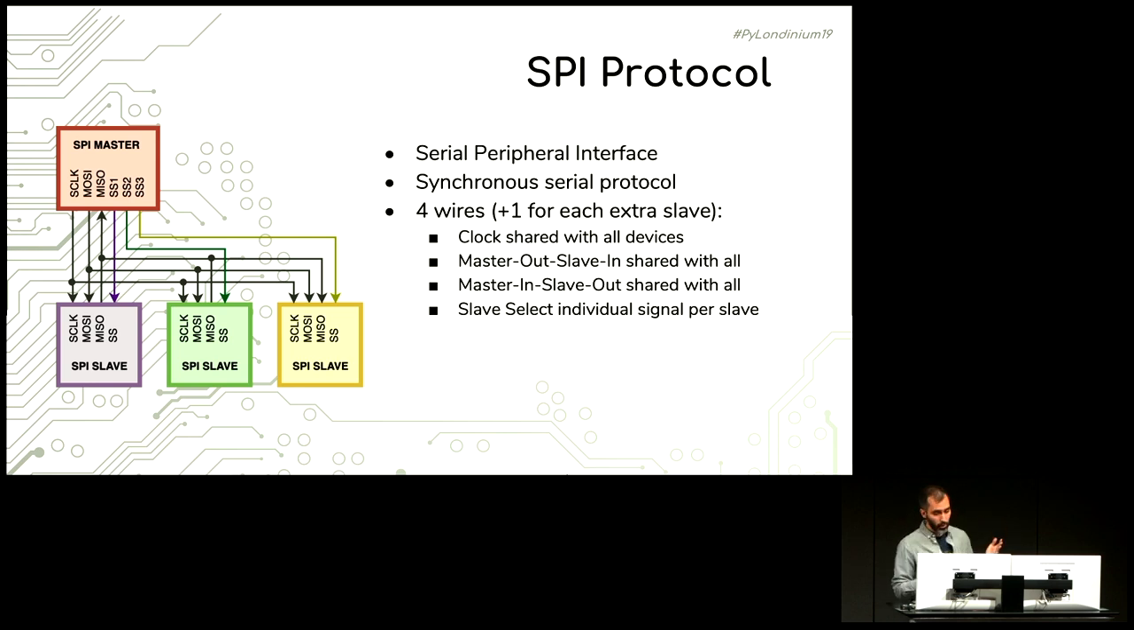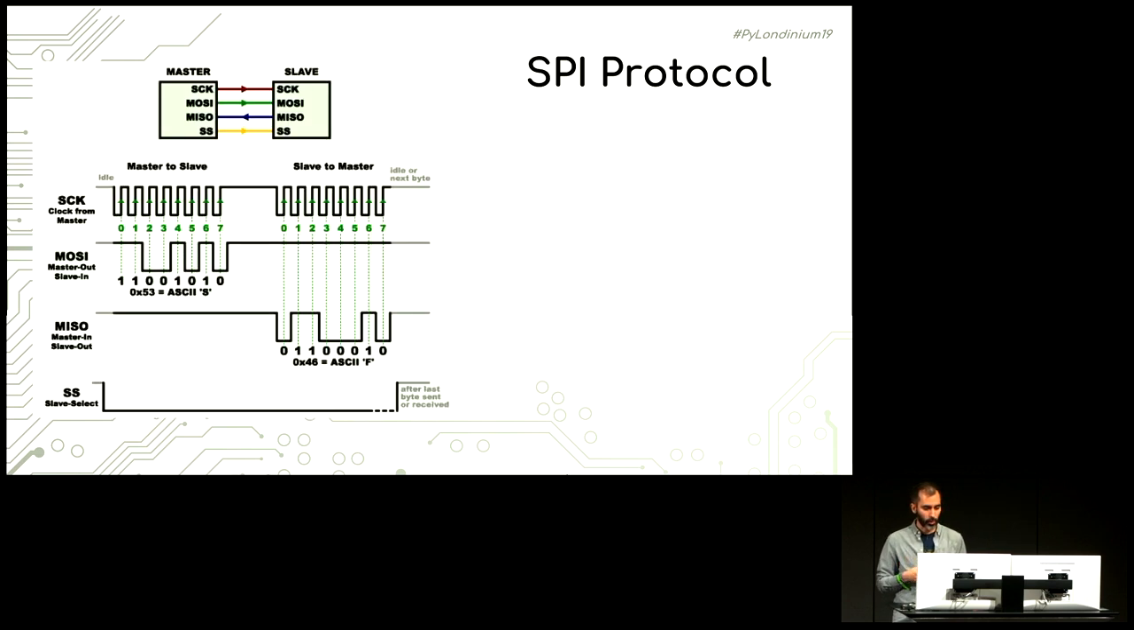So if you have one slave, you need four pins in total. If you have two, you need five, and so on. So let's look at the signal. Well, in this case, the first thing that the master wants to do when transmission starts is to drag the slave select down. This will basically wake up one specific slave and say, hello, I'm about to send you something. And immediately after, it sends the clock and the data.